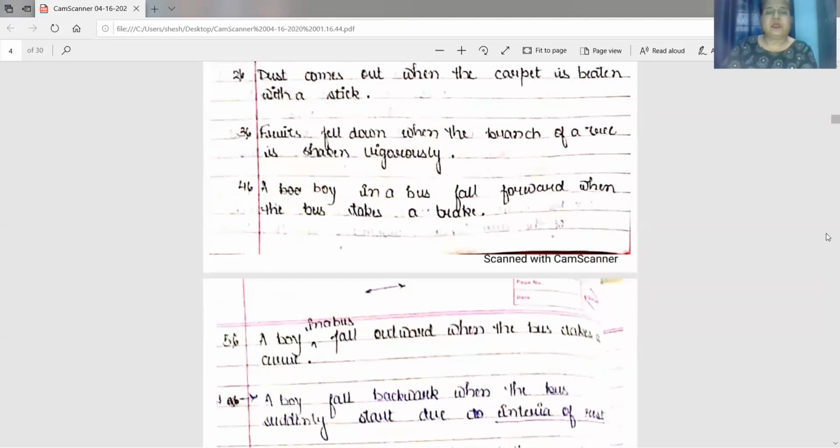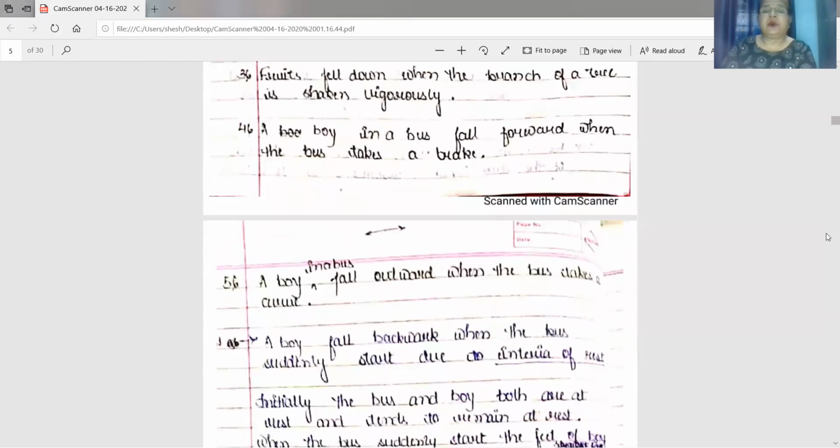Number 4, a boy in a bus falls forward when the bus applies a brake. This is because of inertia of motion. If you write inertia of rest in place of inertia of motion, you will get 0 for that. So be very specific whether it is because of inertia of rest, motion, or direction.